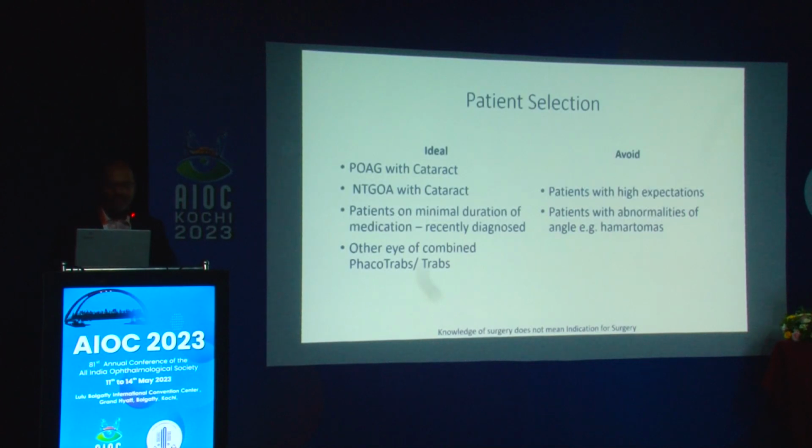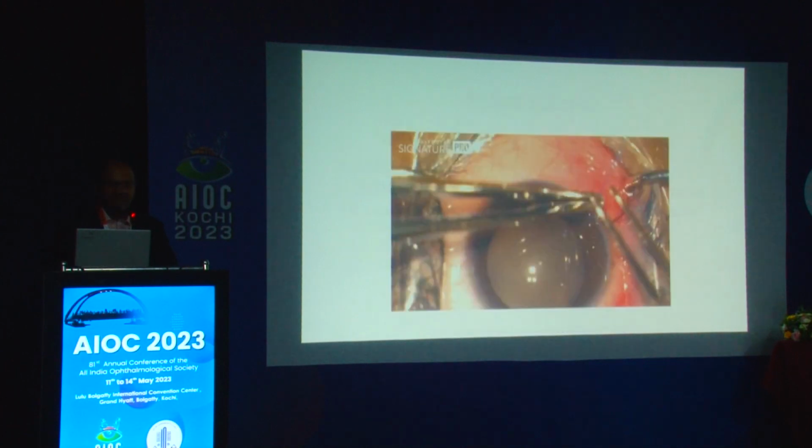with a trabeculotomy. Patients with abnormal angle, hamartomas, for example, Sturge-Weber syndrome, avoid such patients. They are not ideal candidates for this procedure. Nevus of Ota is another condition.